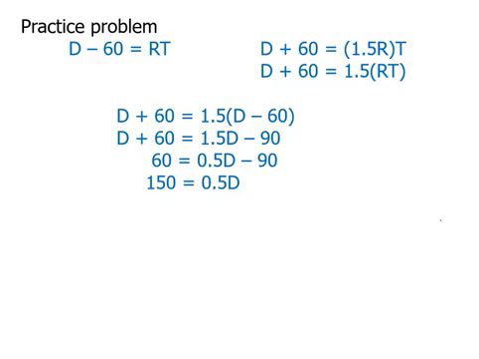0.5 is 1/2. We cancel that by multiplying both sides by 2, and we get d equals 300. So the distance is 300. That's the distance between A and B.